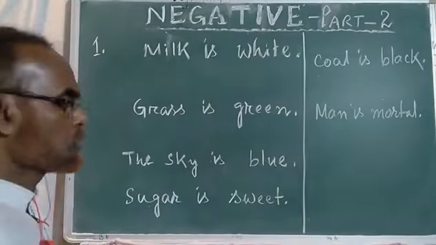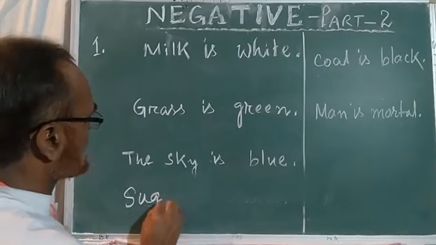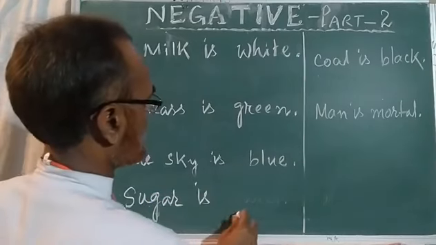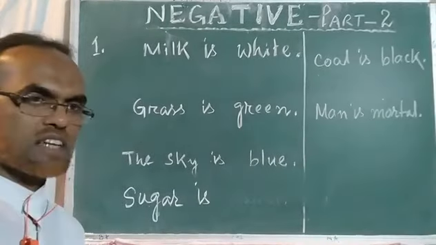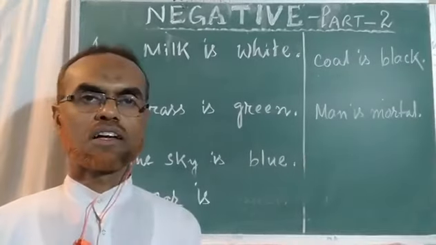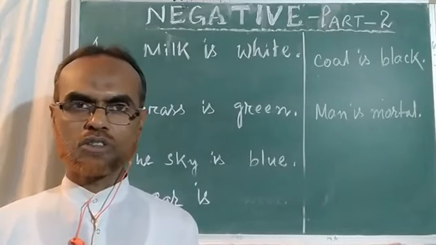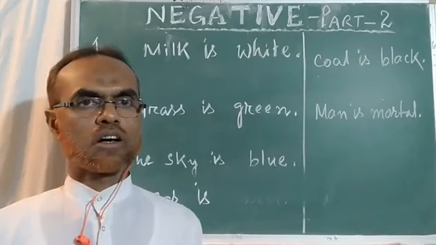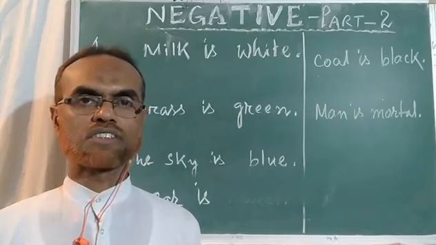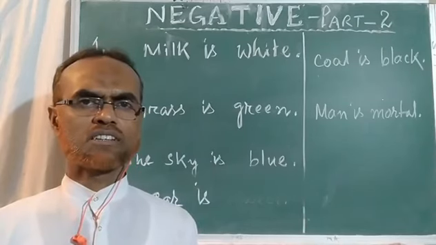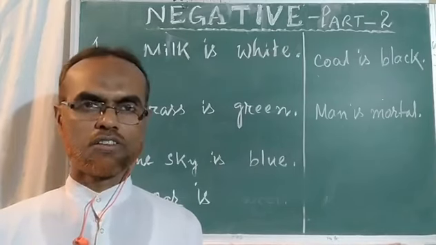Now I am going to describe some of the sentences which are universal truth. You know what is universal truth? Which is always true. It never changes. The events that never change are called universal truth.